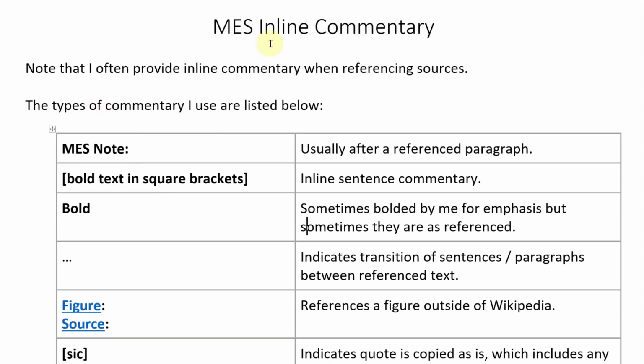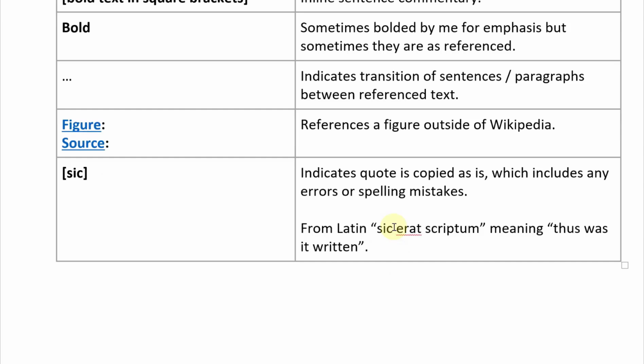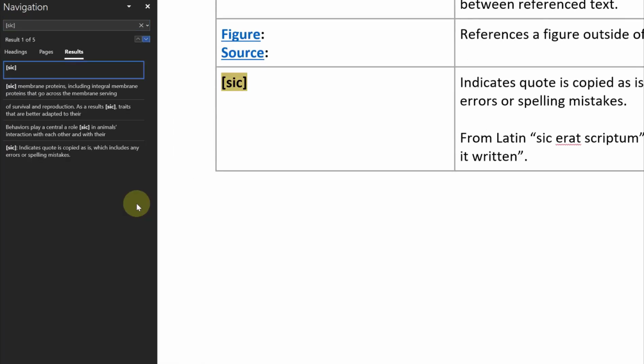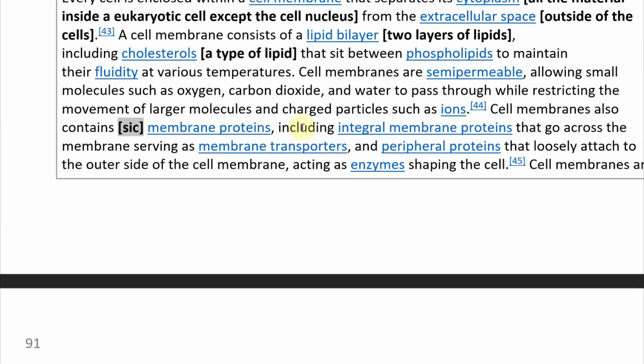So go back to the inline commentary. So [sic] with the brackets and bold indicates the quote is copied as is, which includes any errors or spelling mistakes. And it's from Latin sic erat scriptum, meaning that thus was it written. So yes, fascinating stuff. Let's go back over here. Yes. So let's read that again.